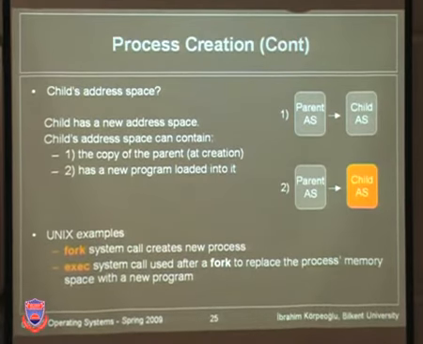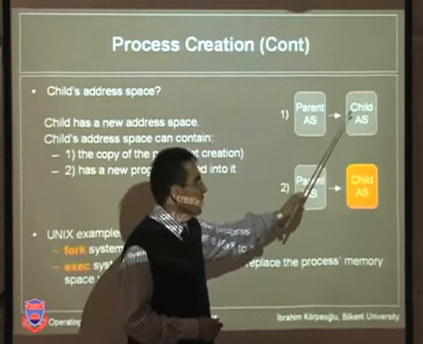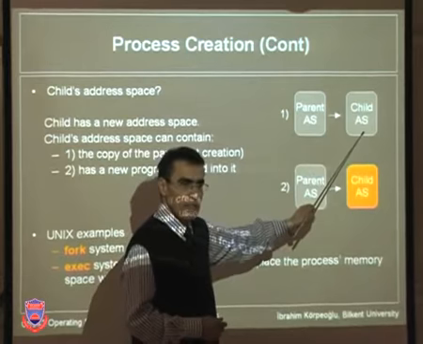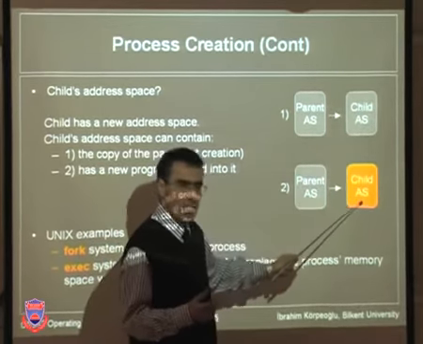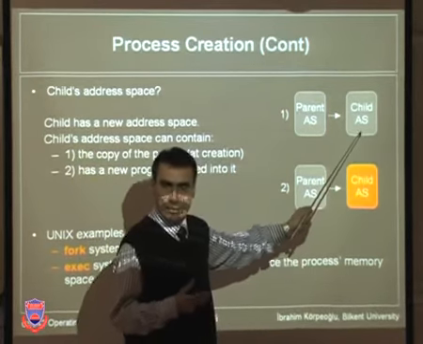And then after that, you can execute the exec system call to replace that content, that address space. So after the child is created with the fork, the address space content will initially be the same as the parent's. But you can immediately change it to execute a new program. The address space can be replaced with a new memory image, with a new program, so that the child starts executing a totally different program.